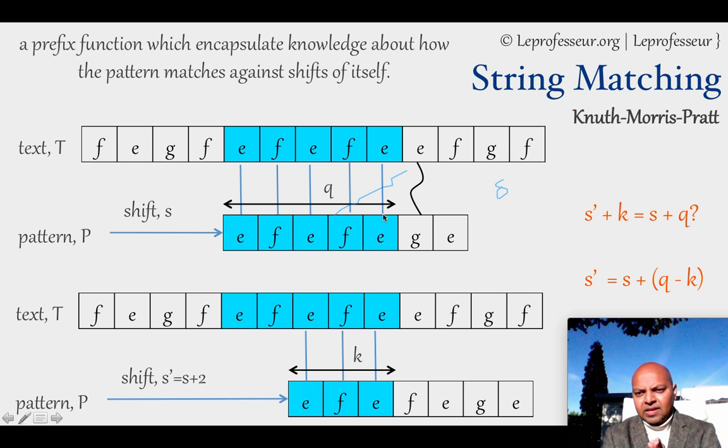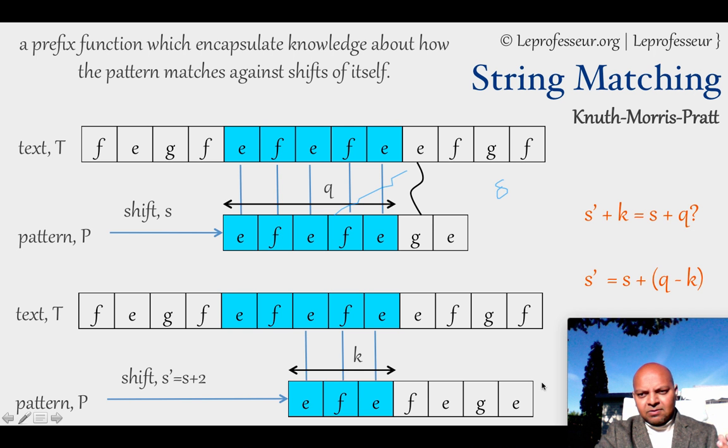Or you can also say that the new shift S tick would be S plus Q minus K, where S is the previous shift, Q is the number of characters matched up in the previous step, and K is how many characters are going to match up next. So we are trying to make use of the information embedded within the pattern itself, that the pattern is matching with itself, okay.